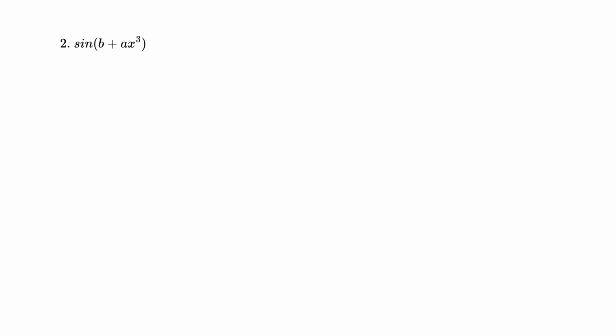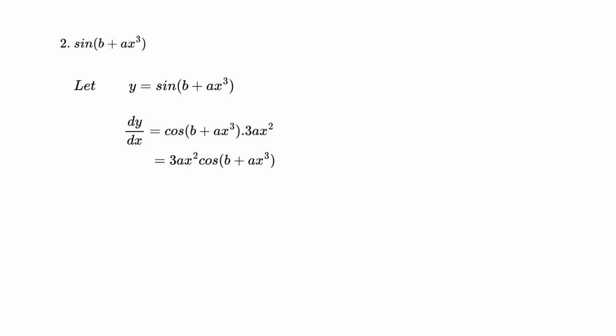Next question. Differentiate with respect to x sin(b + ax^3). Let y equals sin(b + ax^3). Then dy by dx equals the first derivative of sin, that is cos(b + ax^3), into the derivative of b + ax^3, that is 3ax^2. Therefore, the answer is 3ax^2 cos(b + ax^3).